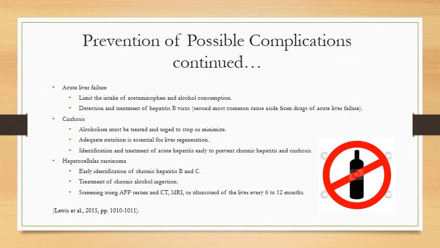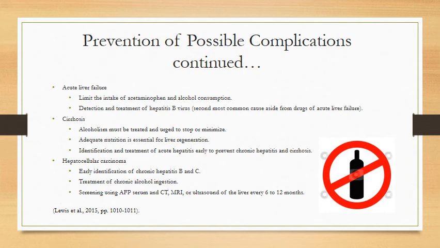Prevention of possible complications, continued. To help prevent acute liver failure, limit the intake of acetaminophen and alcohol consumption, which directly affect the liver and destroy the tissue, and detect and treat Hep B, which is the second most common cause of acute liver failure aside from drugs such as acetaminophen.